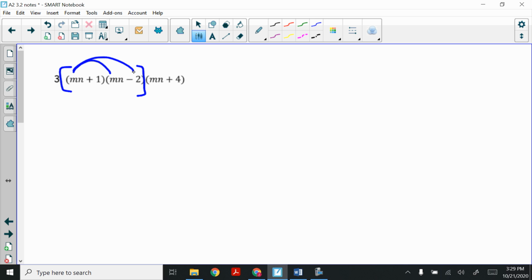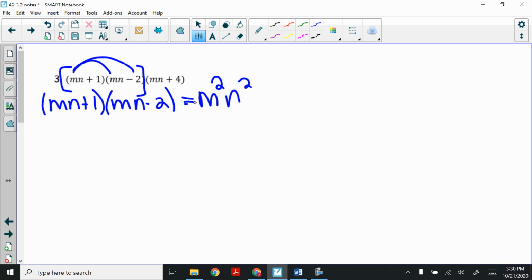So mn times mn. Okay, so this is, I'll just write out what I'm doing. mn plus 1 times mn minus 2. This is what I'm doing first. So mn times mn, that's m squared times n squared. mn times negative 2, so minus 2mn. I distribute the 1, so plus mn minus 2.